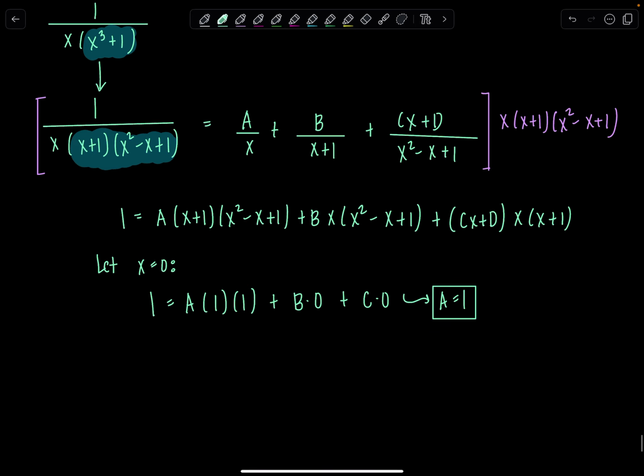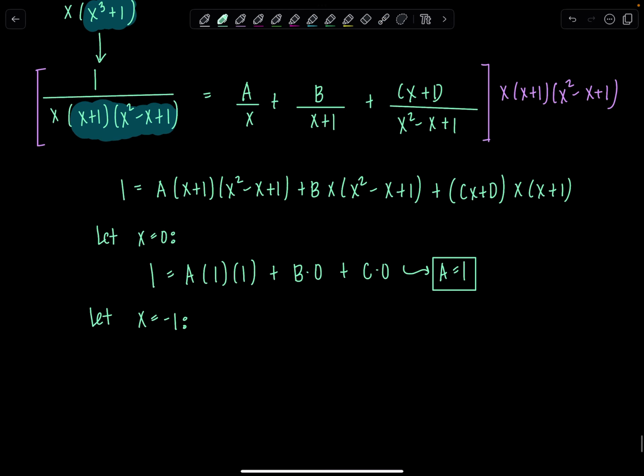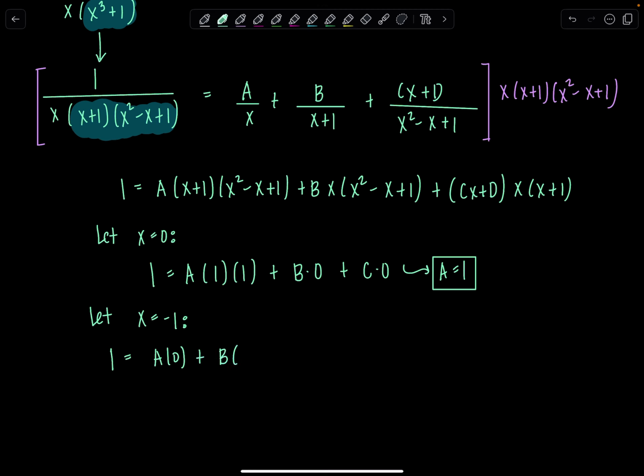And then I'm going to repeat the same thing. Let's let x equal negative 1. I'm choosing that because then the factor x plus 1 will be 0. So that'll help me find B. So let's see, I'll have 1 equals A times 0 plus B times negative 1 squared minus negative 1 plus 1. That's 3. And then that's 0. So negative 3B is 1. So B is negative 1/3.